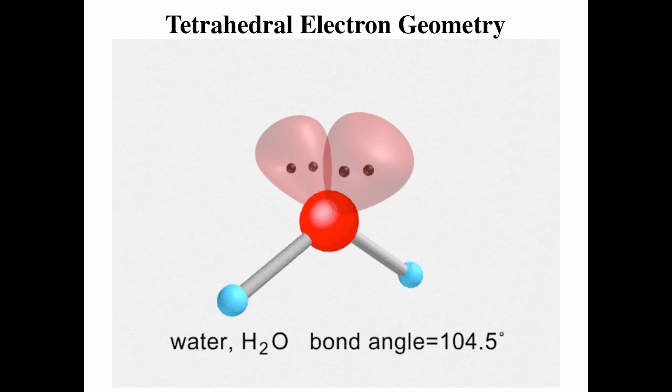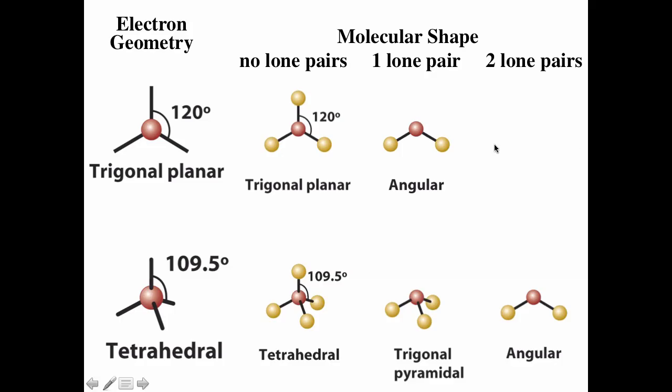And so 4 regions of electron density. Again, a single region can be a single bond, a double bond, a triple bond, or a lone pair. 4 regions correspond to tetrahedral electron geometry. But if you have a lone pair on top or anywhere, that would give you trigonal pyramidal molecular shape. If you have 2 lone pairs, then that gives you angular or bent molecular shape. And so you can actually get angular or bent by either having trigonal planar and 1 lone pair, or having tetrahedral electron geometry and having 2 lone pairs.